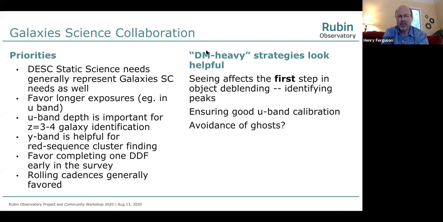We're starting to think about seeing and how much we might care about that. Now, our objects are by and large things that are resolved. They're not point sources almost by definition. On the other hand, the deblending is something we're quite concerned with, and the first step in that is finding peaks. And that is heavily affected by seeing. Also, the photo-z's are going to require good U-band calibration, and some of the DM strategies looked at that. I think there wasn't a DM-heavy strategy that looked at avoidance of ghosts, or what Robert Lupton calls ghoulies, scattered light from sort of random pieces of equipment. Ultimately, it'd be nice to avoid those if you get to the point of being able to predict them and maybe adjust rotator angles and things like that to avoid them.